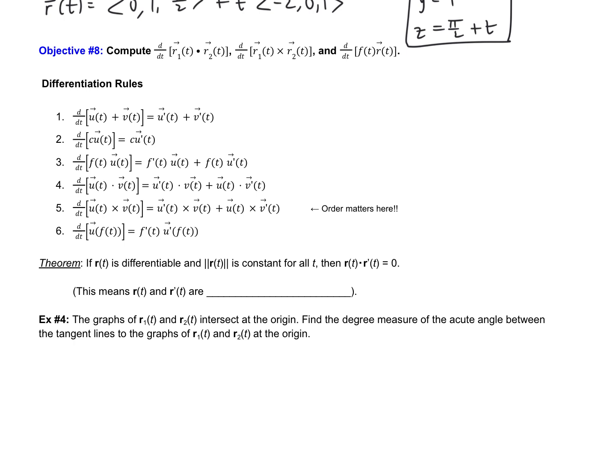Okay, so let's go on and see how these are going to look. Moving on with a theorem: if r of t is differentiable and the magnitude of r of t is constant for all t, then r dotted with r prime is going to be 0. Okay, so why do we care? Well, if a dot product equals 0, that means that our vectors are orthogonal. But they're orthogonal for all t.